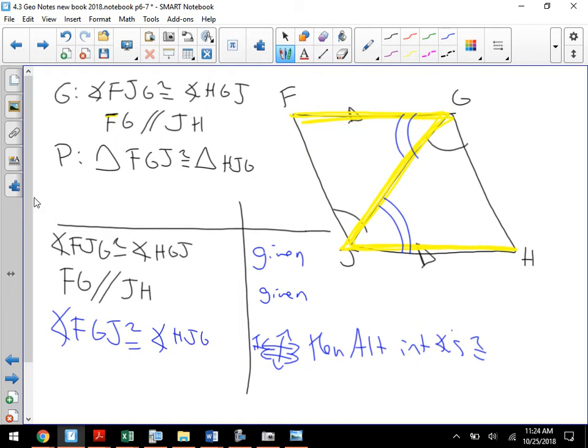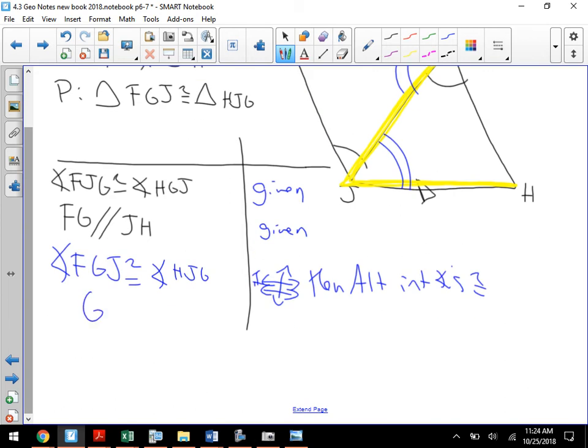Okay? Now you look at your diagram, and you remember yesterday on the progression sheet, what else did I say about when you make the Z? Exactly. There's a reflexive property hiding in the Z. So we know that GJ is congruent to GJ, or JG, however you want to write it. There's your reflexive property. And now, how are your triangles congruent according to your picture? Excellent.